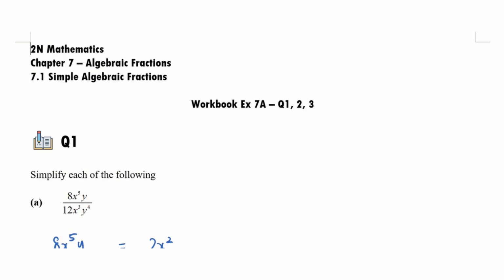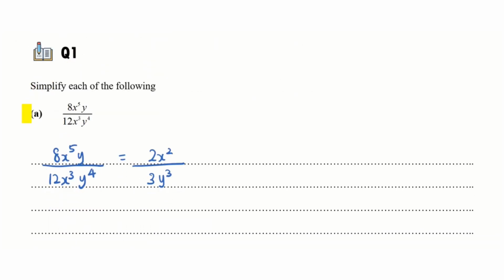Hi everybody, this video is to explain the workbook questions, exercise 7a, questions 1, 2 and 3. So we will first take a look at question 1a. In question 1a, we want to simplify this algebraic fraction. So what we will do is to cancel the common factors.